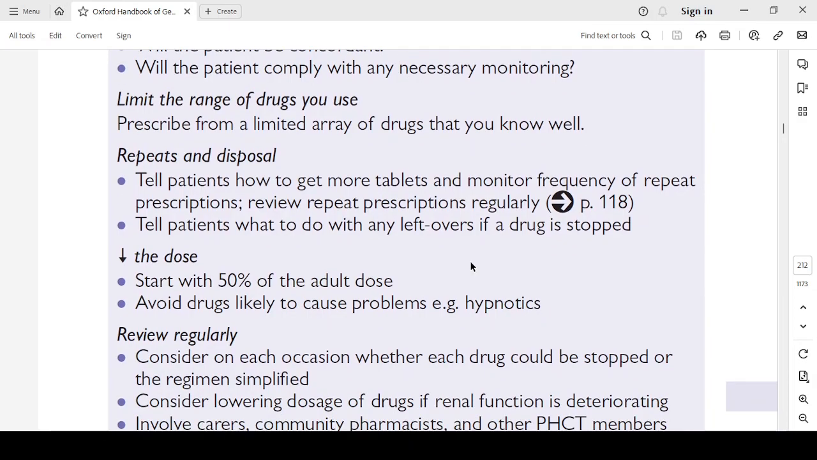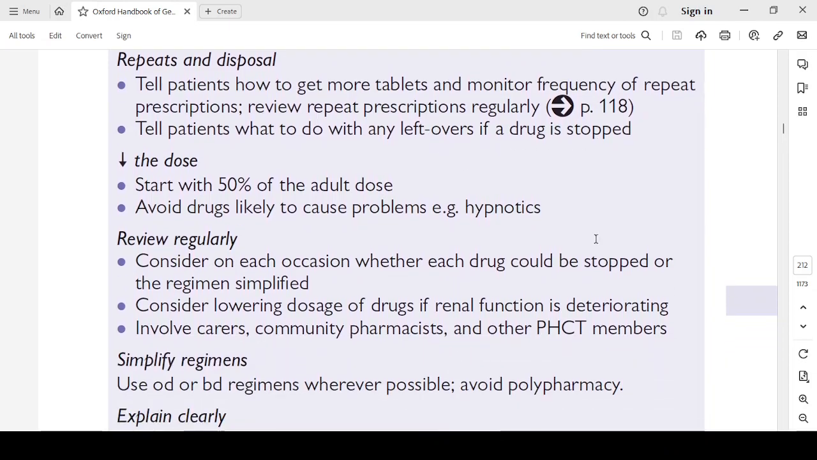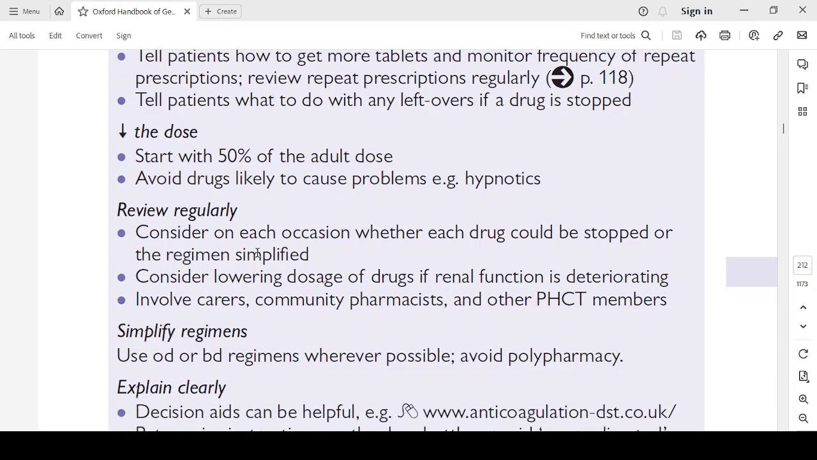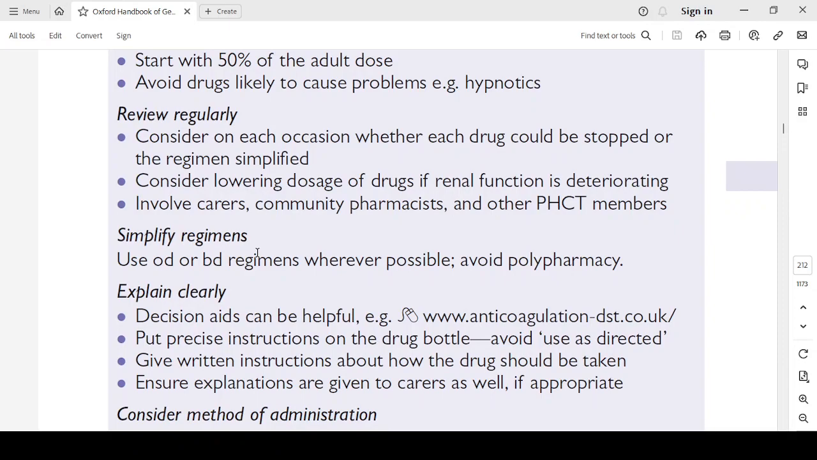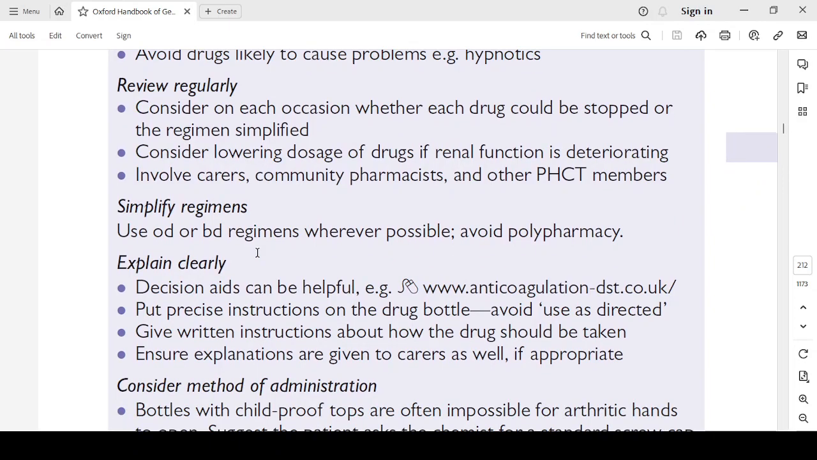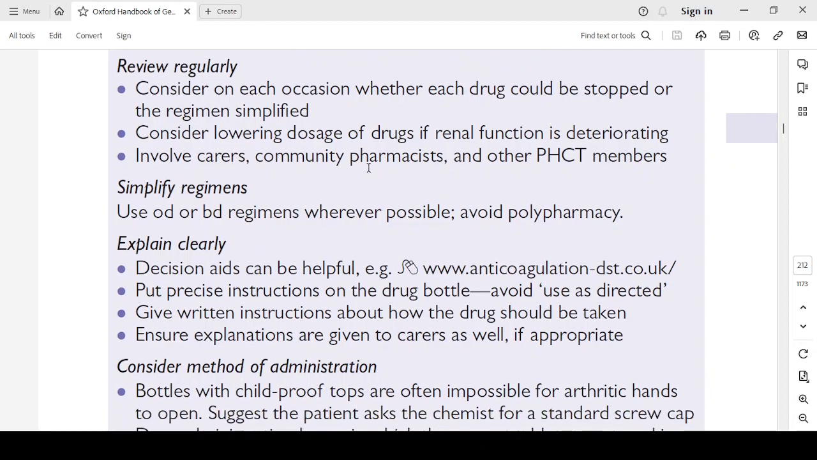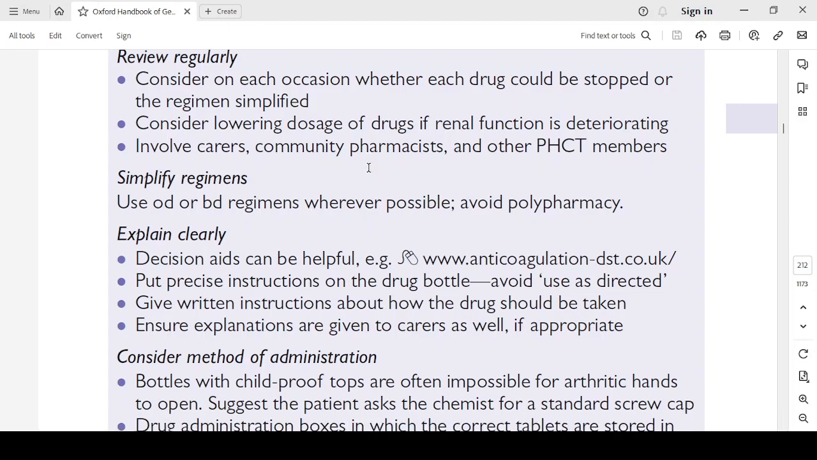Tell the patients what to do with any leftovers if a drug is stopped. The dose. Decrease the dose. Start with 50% of the adult dose. Avoid drugs likely to cause problems, like hypnotics. Review regularly. Consider on each occasion whether each drug should be stopped or the regimen simplified. Consider lowering the dosage of the drug if renal function is deteriorating. Involve carers, community pharmacists, and other PHC team members in this.